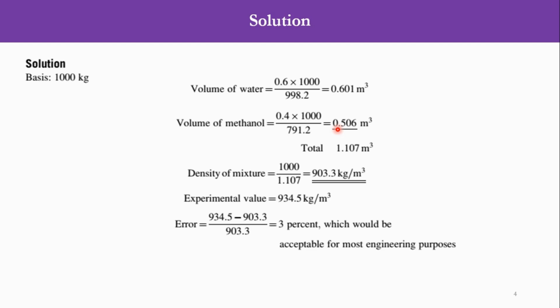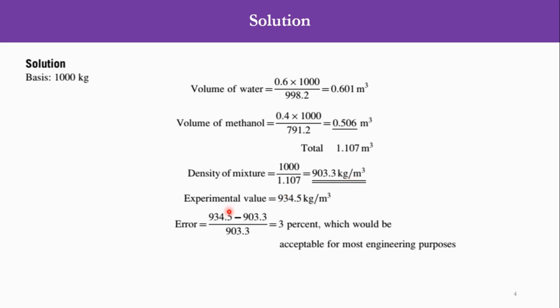Now, since both species are involved in the process, we will calculate the combined volume, which we can do by simply adding these two values. So 0.601 plus 0.506 gives us 1.107 cubic meter. Now, if we want to calculate the density of the mixture, this is the volume of the mixture, and we have assumed the total mass. So mass divided by volume gives us the density, which is 903.3 kg per cubic meter. This is one of the methods reported in literature to calculate the density.